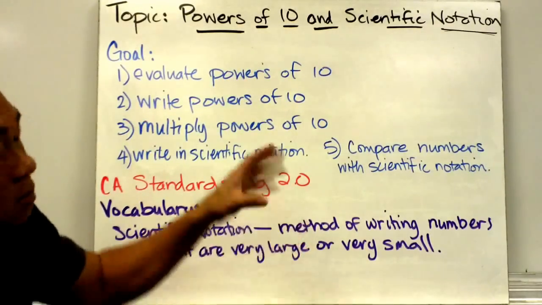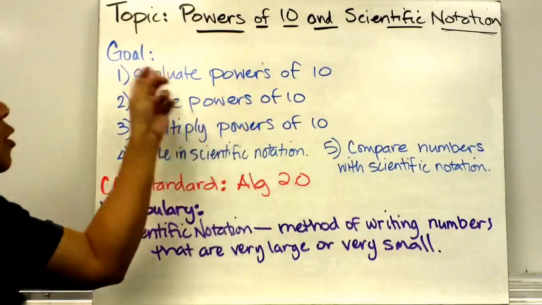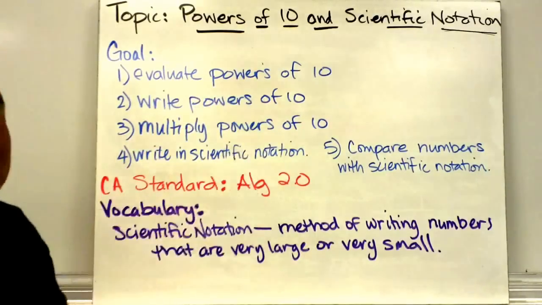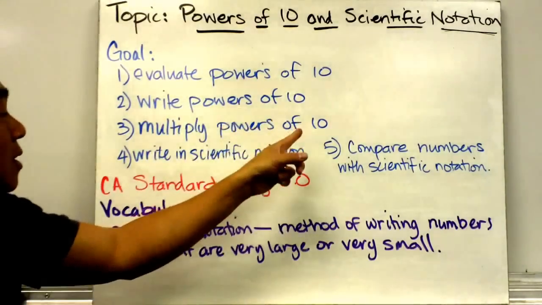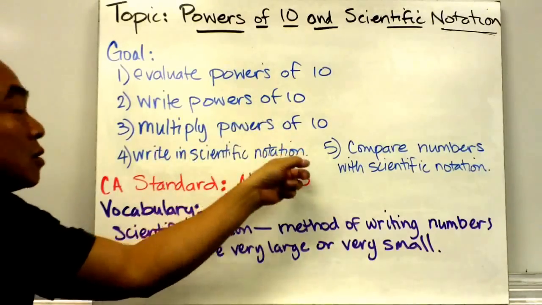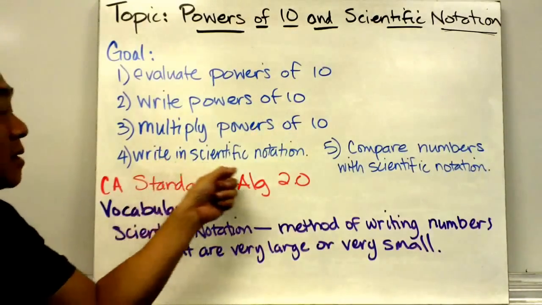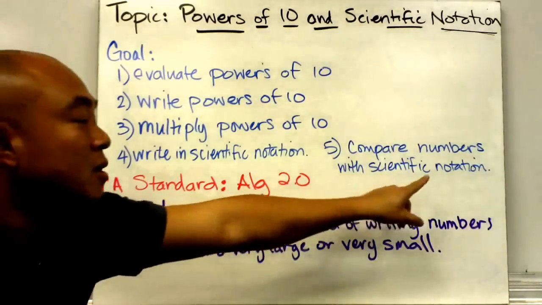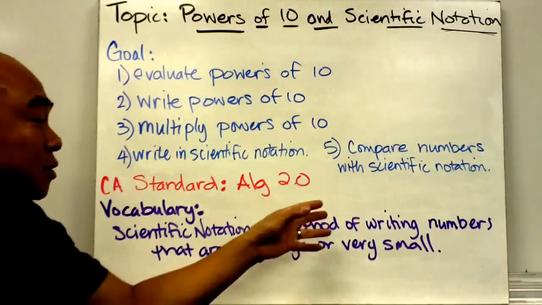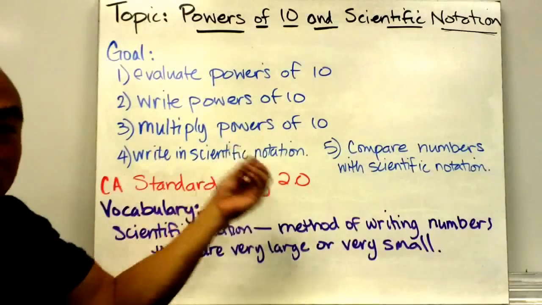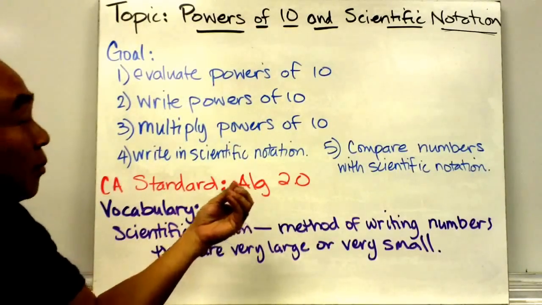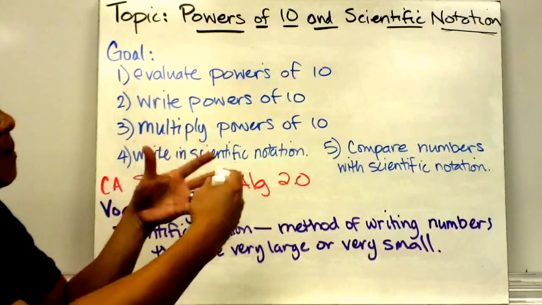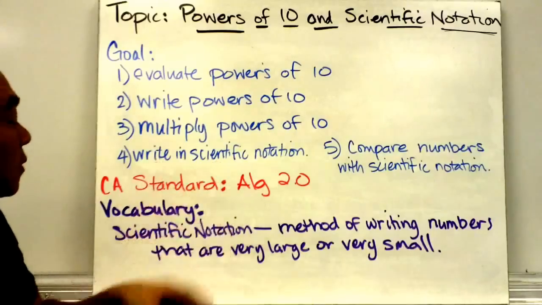So, we've got a pretty packed schedule today. Our goal for today is we're going to evaluate powers of 10, write powers of 10, multiply powers of 10, then write in scientific notation, and then compare numbers with scientific notation. So, we've got 5 things that we need to worry about for today, but a lot of it is very meshed together. They intertwine with each other.